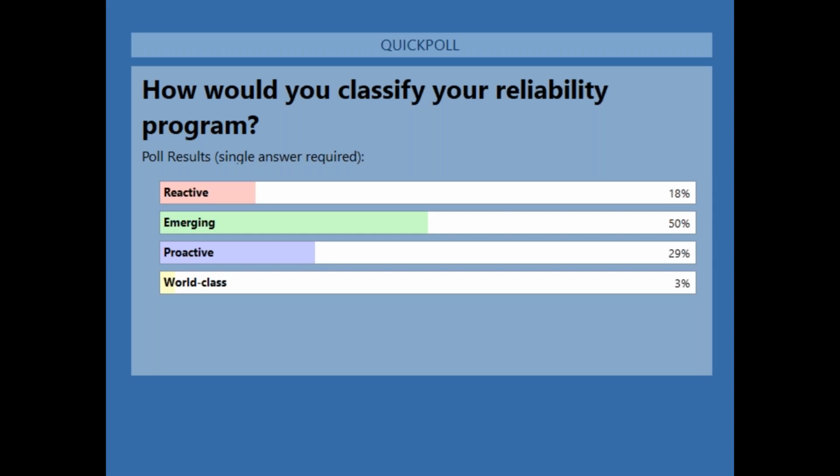But it's again a question of where you are and where you need to take your organization and drive it to get better.